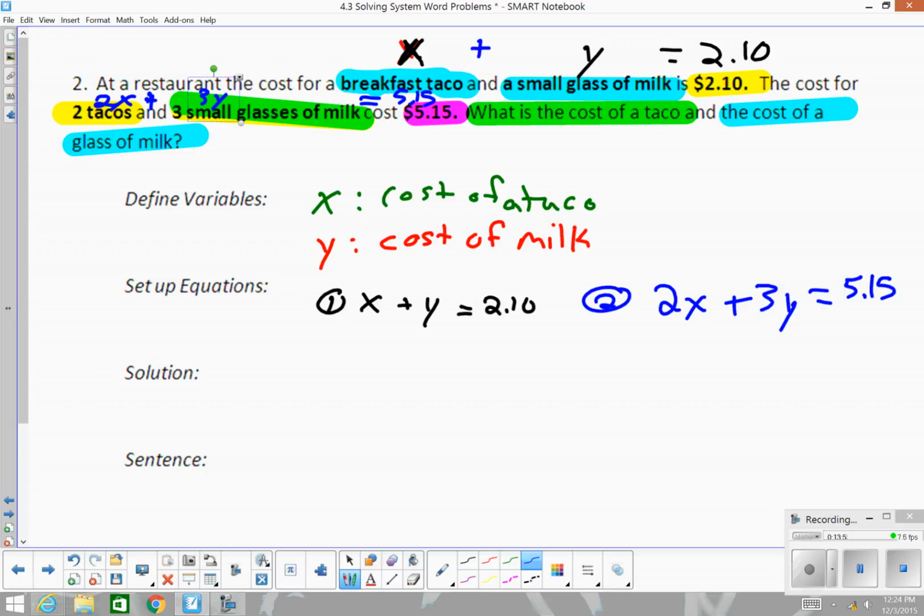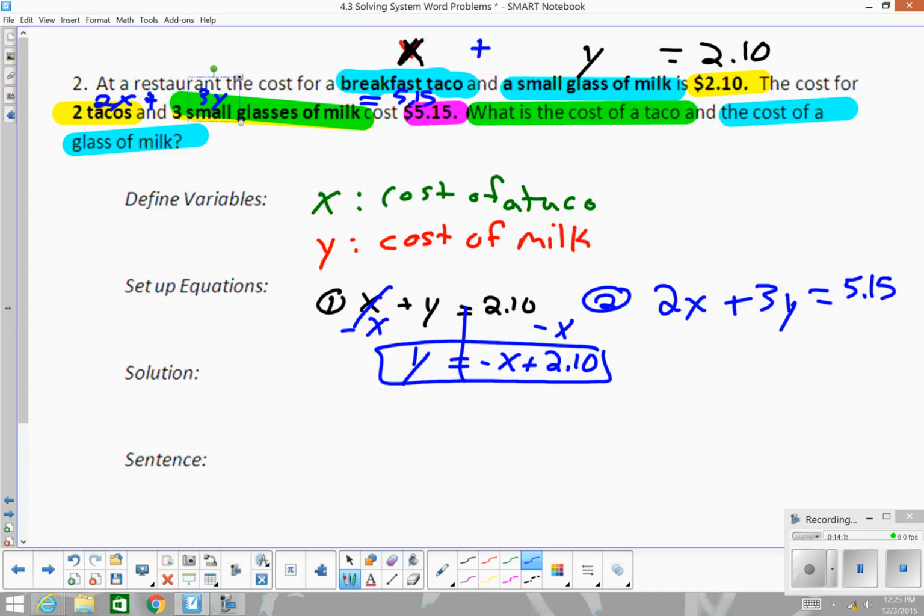Now when I go ahead and put these in the calculator, I need to solve for y first. So let's look at my first equation. If I'm going to solve for y, I need to move that x by subtracting from both sides. I'm going to have y equals negative x plus $2.10. So that's one equation I'm going to go ahead and graph.